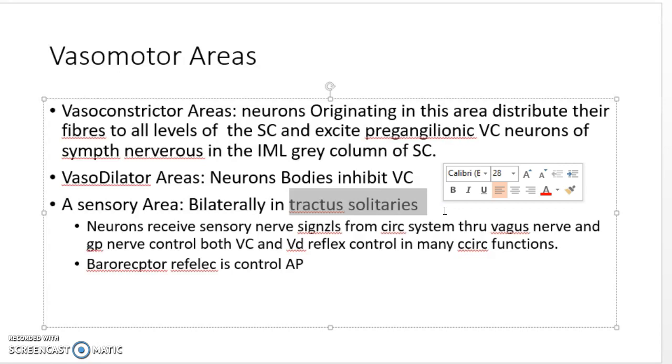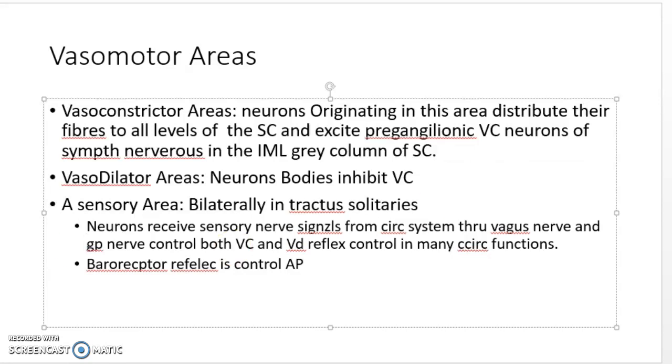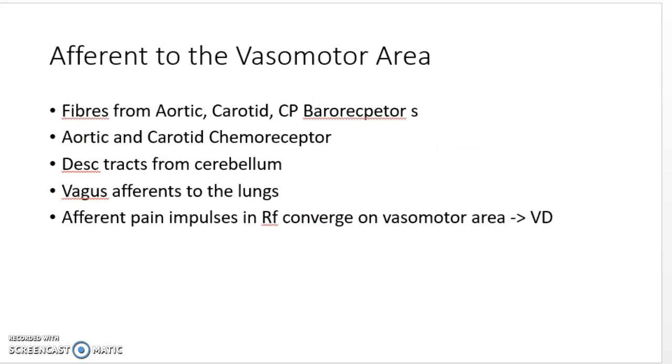The tractus solitarius is located bilaterally. That's a part, I believe, of the brainstem. Correct me if I'm wrong. Afferents from the vasomotor area go to the aortic and carotid bodies in the cardiopulmonary area, and they are also involved with the cerebral cortex. So descending tracts from the cerebral cortex, aortic and carotid chemoreceptors, the vagus afferents in the lungs, and afferent impulses in the reticular formation converge at the vasomotor areas and cause vasodilation. So this is the whole central control of the circulation.